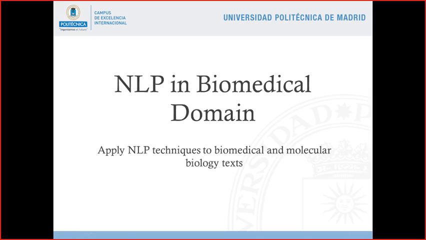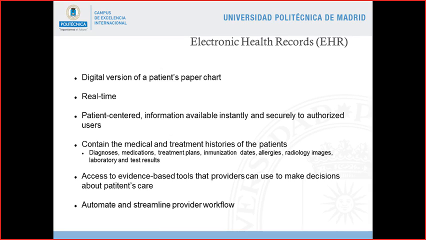So this is the second part of this session. It's the use of NLP techniques in the biomedical domain, so texts that are talking about medicine and molecular biology. Okay. And first, I will talk about the electronic health records.